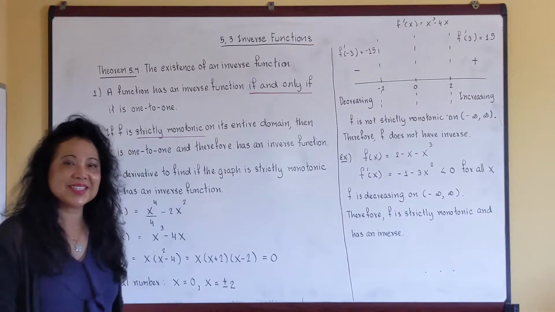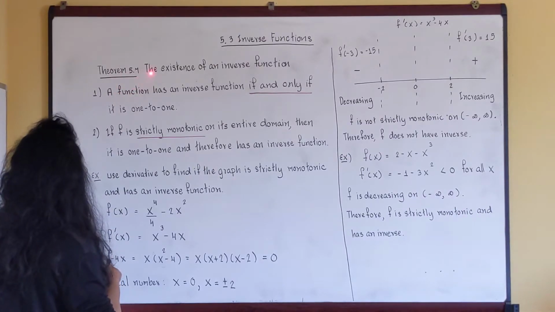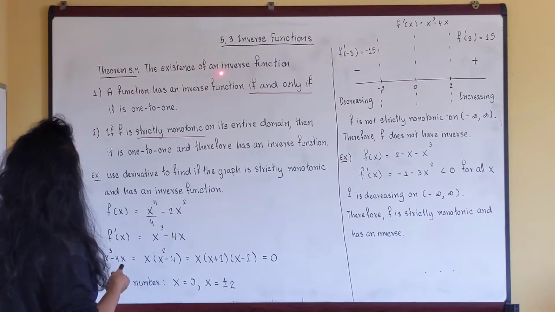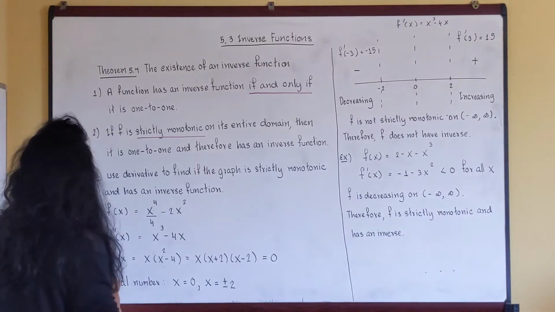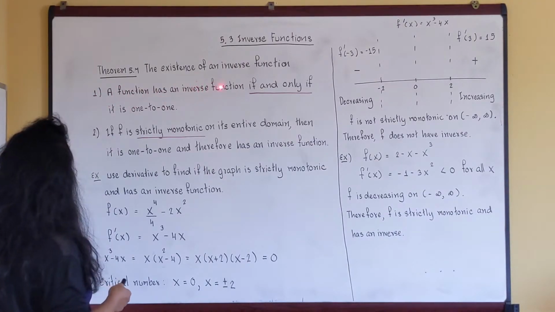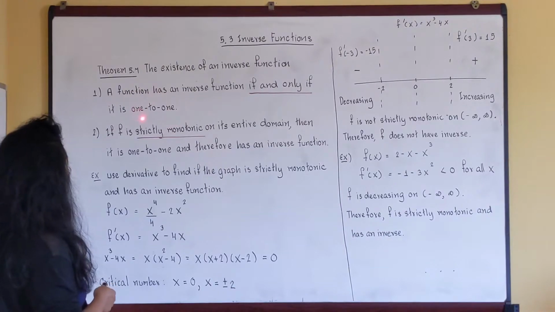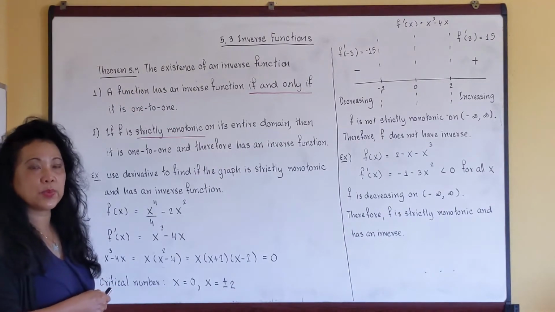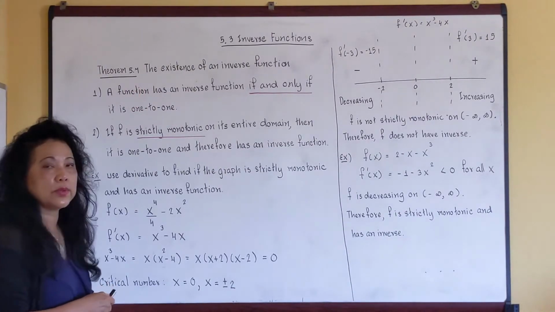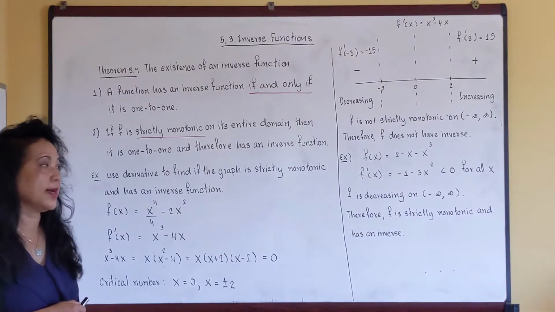Hi everyone, let's look at our next theorem. Theorem 5.7, the existence of an inverse function. The first condition, the theorem says a function has an inverse function if and only if it is 1 to 1. So 1 to 1 means one x has one y. Alright, or you can do the horizontal line test. It should intersect the graph only one time.